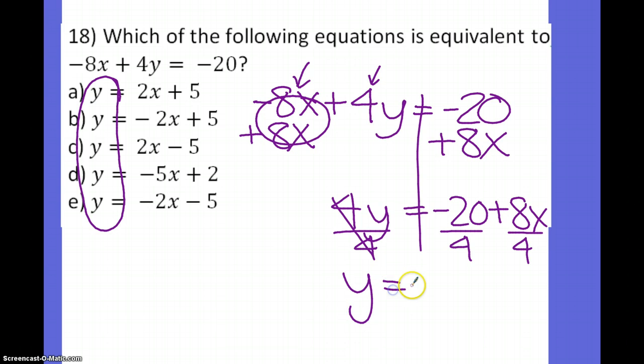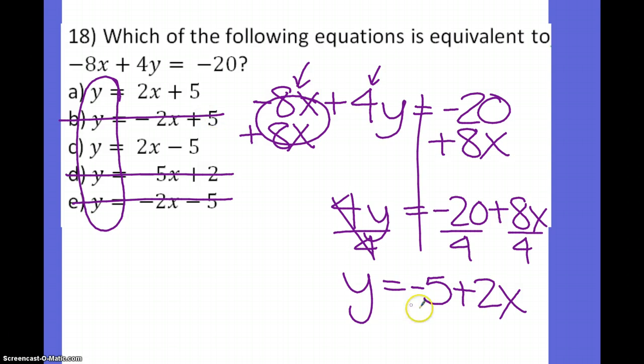So y equals negative 20 divided by 4, which is negative 5, and 8 divided by 4 is 2. So we look at the answers that have a positive 2x. Well, it's not this one. Positive 2x. Okay, so it's either A or C. And then we need a negative 5, or subtract 5. So this answer is C.